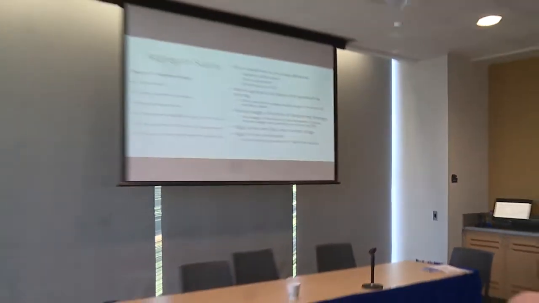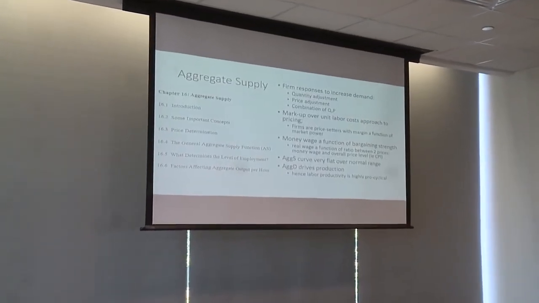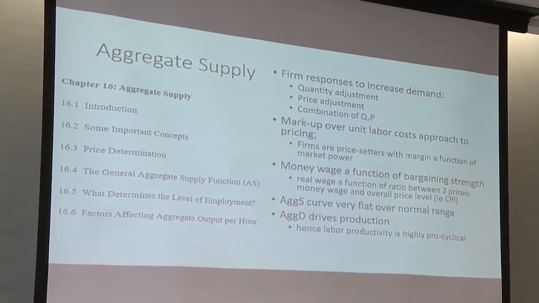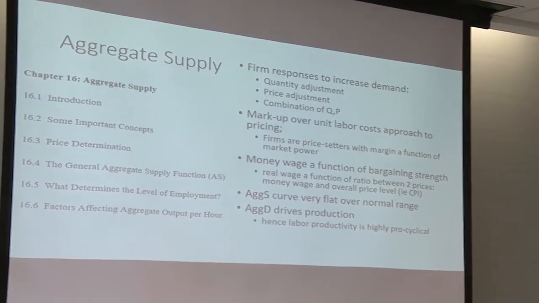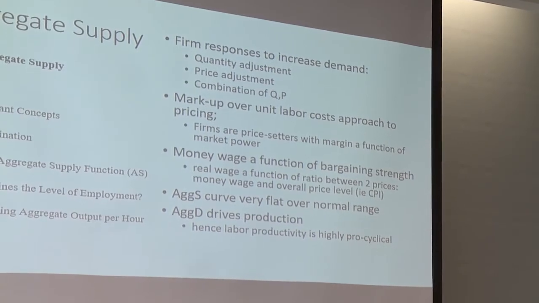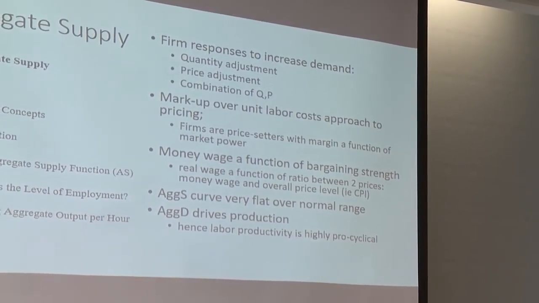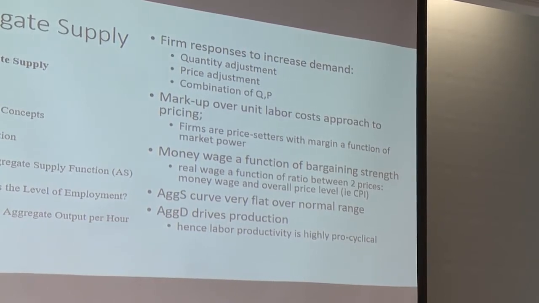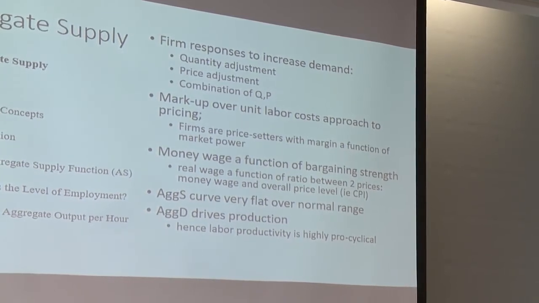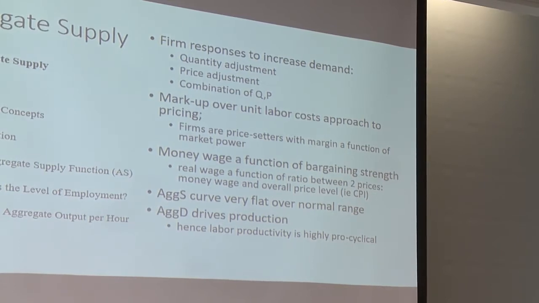We then relax the assumption and develop the aggregate supply curve. Firms' responses to an increase of demand could be any combination: a quantity adjustment only, price adjustment, or both prices and quantities change. We take a markup approach, markup over labor costs, which is typical in post-Keynesian work. Firms are price setters. At some earlier sessions today, people talked about power. Market power matters. We don't start with an assumption that firms are perfectly competitive. They all strive to get market share so that they can mark up over costs and ensure that they're able to cover costs and have profits left over.